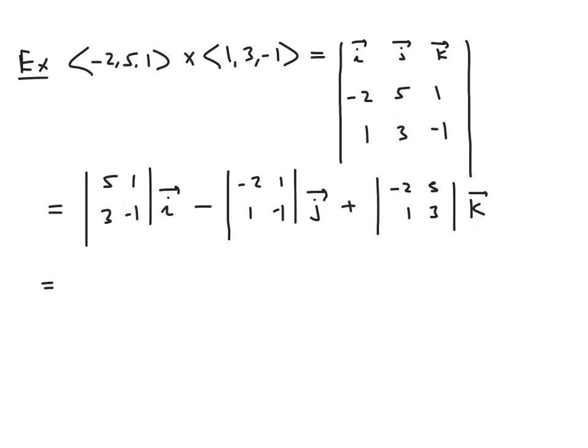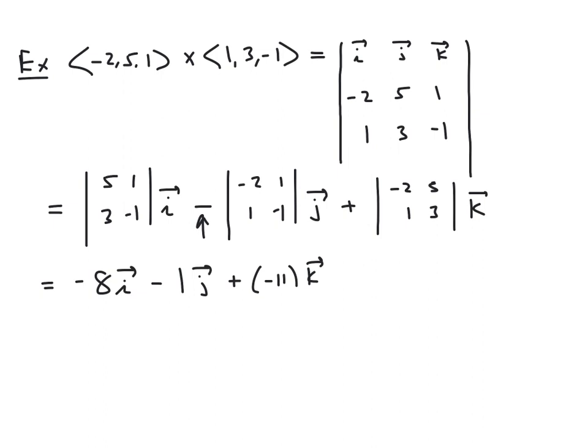So now we compute these 2x2 determinants. This first one here is going to be -5 minus 3. So that's going to be -8i. Minus the second determinant, we have -2 times -1, which is +2, minus 1. So 2 minus 1 is 1. But that is a negative because of the negative from the determinant formula. And the last one here, we're going to have a determinant of -6 minus 5. So that's -11k.